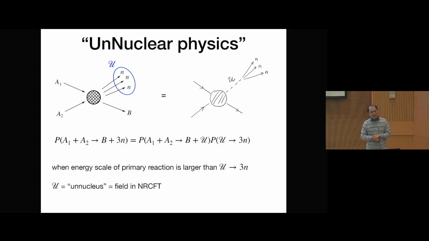This is valid only when the energy scale of the primary reaction, this part of the Feynman diagram, is much larger than the energy that these final neutrons have in their own center of mass frame.